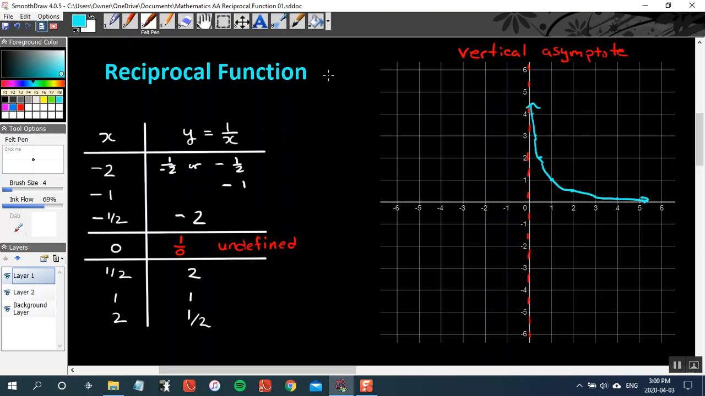So we can plot those points in our graph paper over here. So at -1/2, we have -2. And at -1, we also have -1. And at -2, -1/2. And we can see we basically have the mirror image of that first quadrant piece now in the third quadrant. And similarly, as we go farther and farther from the y-axis, the reciprocals of these numbers get closer and closer to 0. And the closer we get to the y-axis, the bigger these reciprocals get.